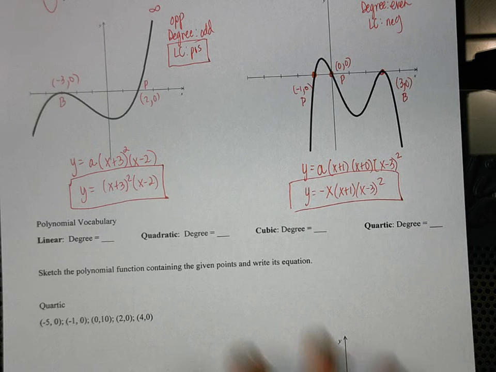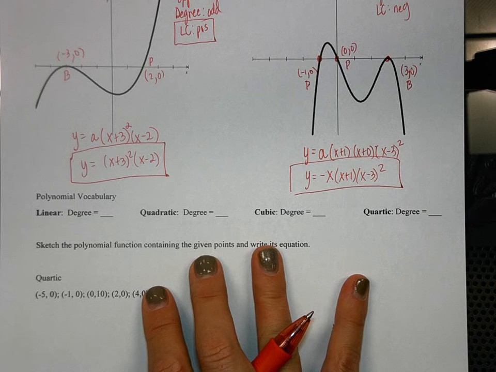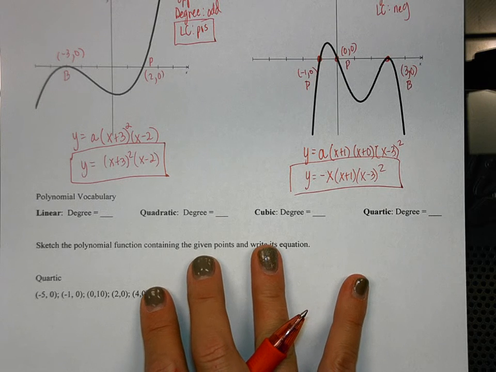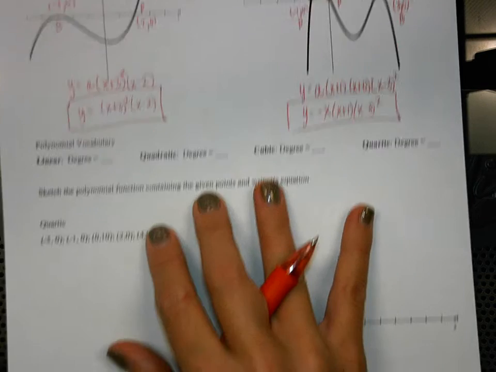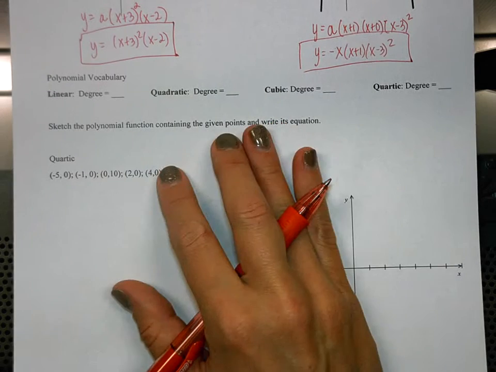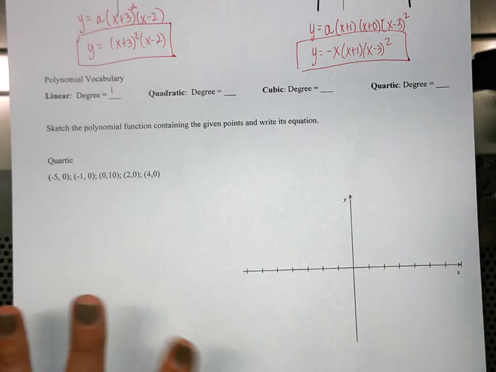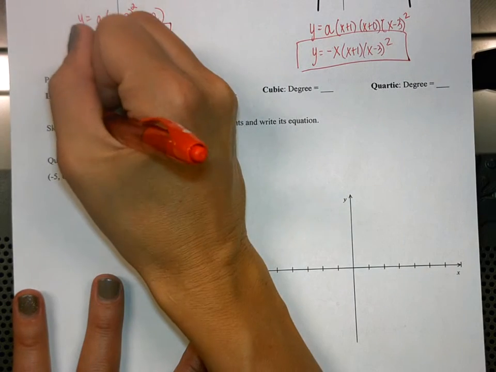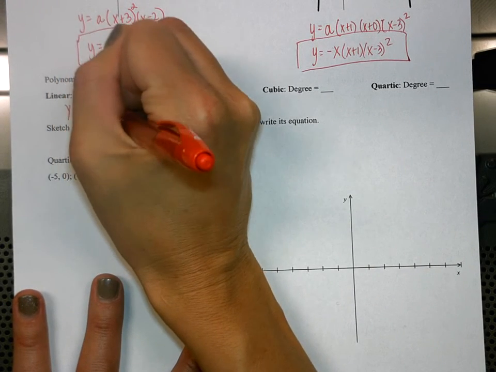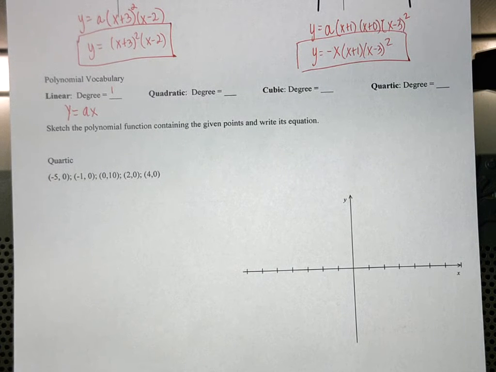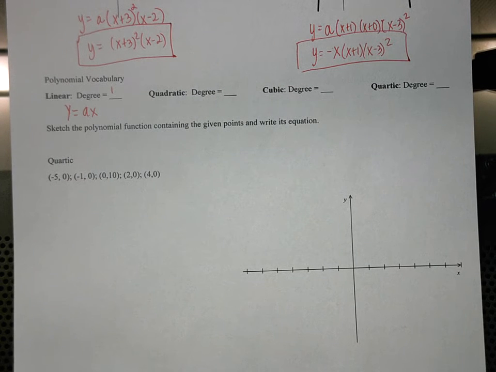Okay, so you need to make sure you understand, up here, polynomial vocabulary. Okay, so linear, if you have linear is a line, your degree is 1. Okay, and I'm going to write a linear equation. That would be something like y equals ax. So if you notice, the x is to the first power. So anytime you have a line, you just have x to the first power.